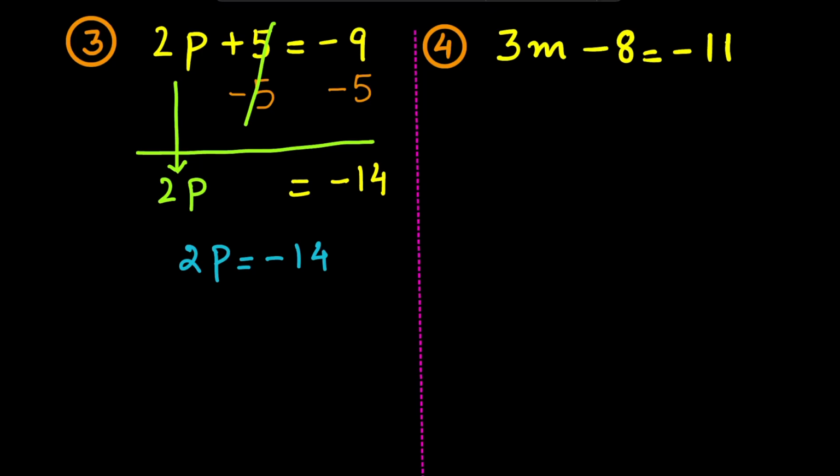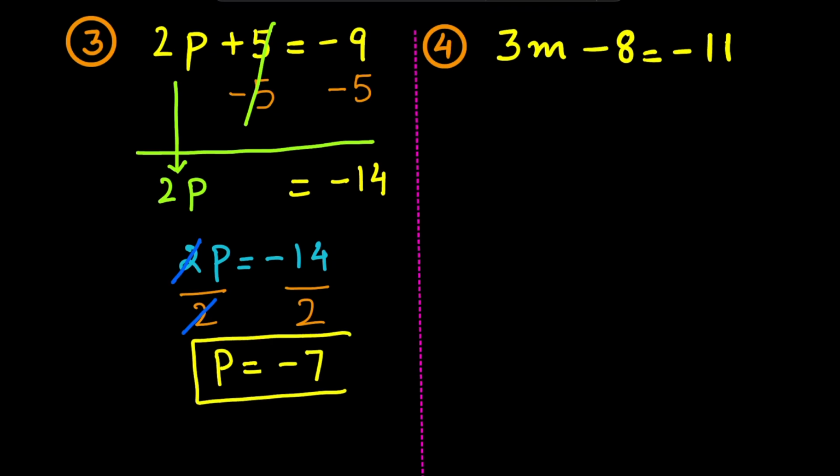Now to isolate the variable p, we do the opposite operation, that is, divide both sides by 2. Then 2 and 2 get cancelled, so we get p is equal to negative 14 divided by 2, so it's negative 7. So the answer is p is equal to minus 7.